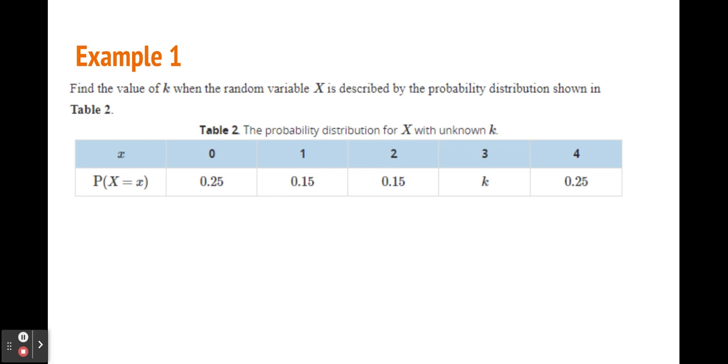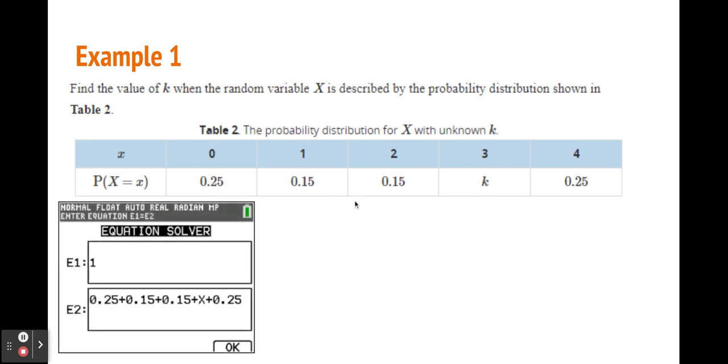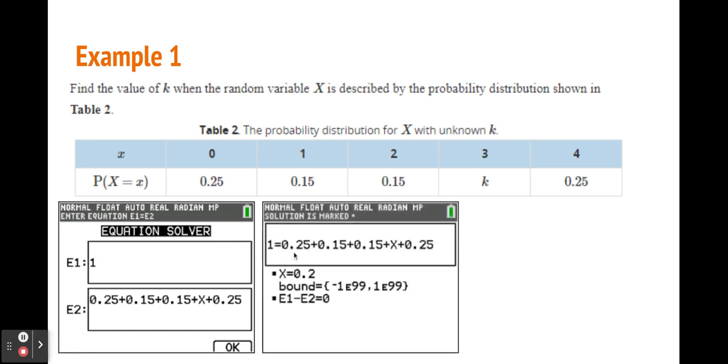For this question, we have to use our first key concept, which is that probability adds up to 1. So you create an equation where all of the probabilities we see here add up to 1. In this situation, you can use your equation solver, the numeric solve. One side of the equation is 1, and the other side is adding up all our probabilities together. K must be labeled as x. And when you solve it, you get that k is equal to 0.2. So your final answer for example 1 would be 0.2.